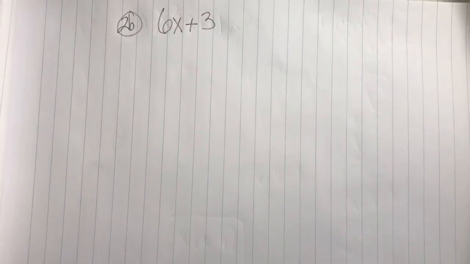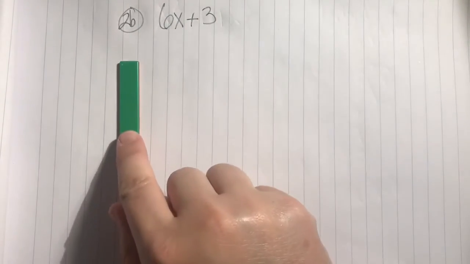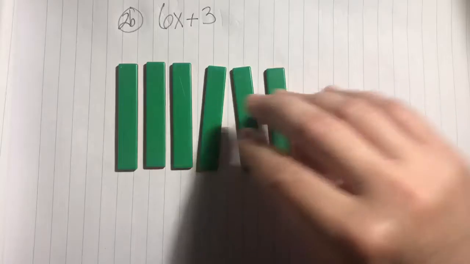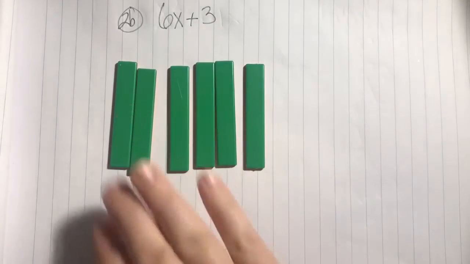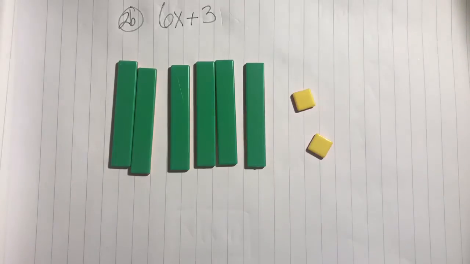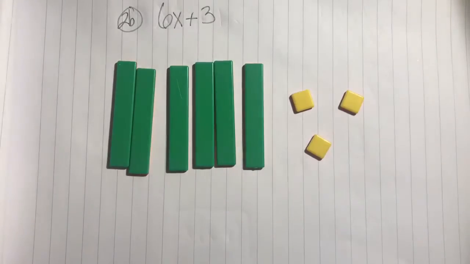Here I am on 2b, and I have the expression 6x plus 3. So the first thing I'm going to do is get 6 of the green pieces. Remember, those are all x's, and I need 6 of them. So here I have 6 x's. And I also need plus 3. So here's 1, 2, 3.